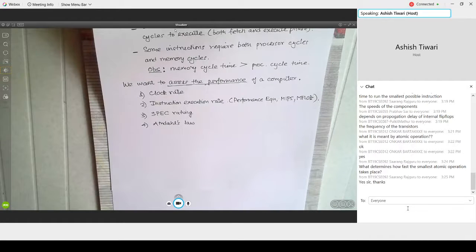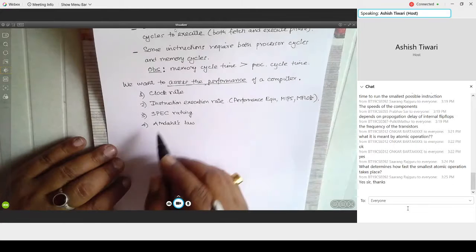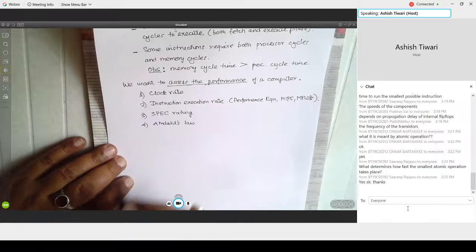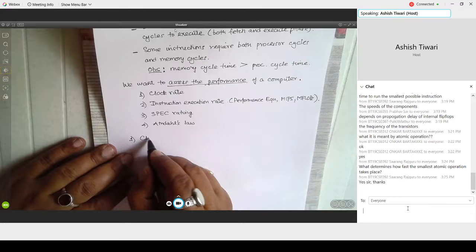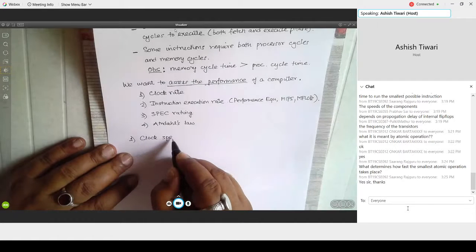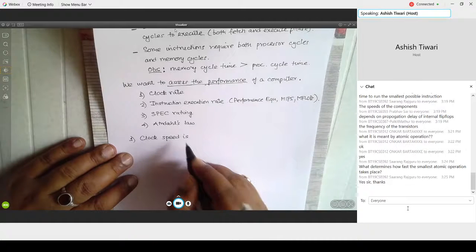But we are trying to keep it still simpler because we haven't yet seen all the aspects of a computer, so we really don't know, right? So we will try to see them one by one and see what it means. So let us look at the first one. Well, clock speed is fine.